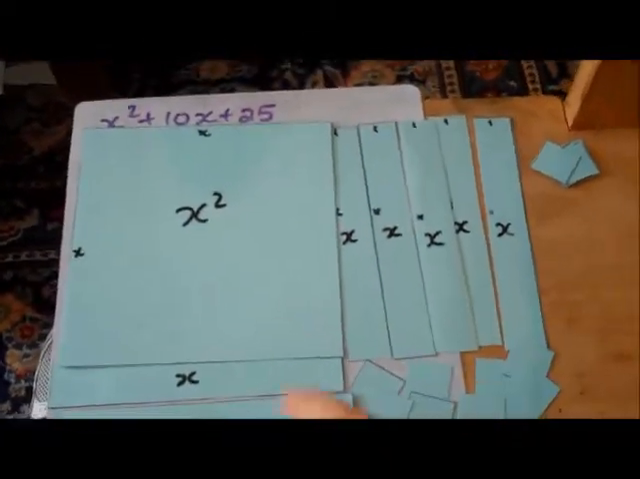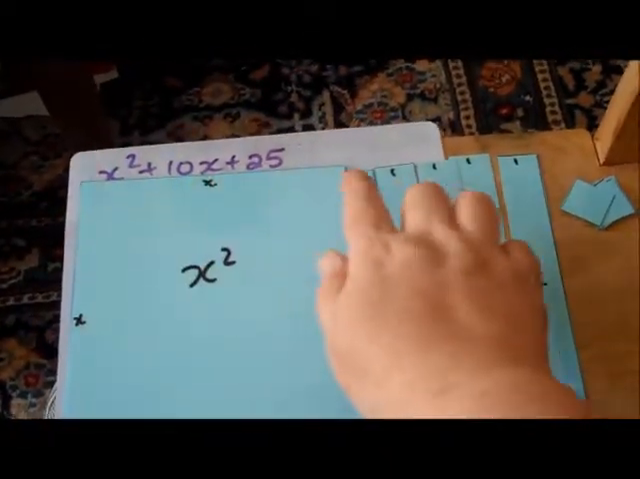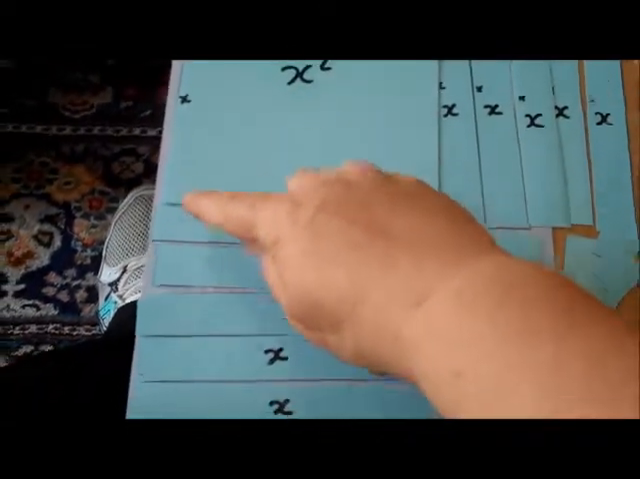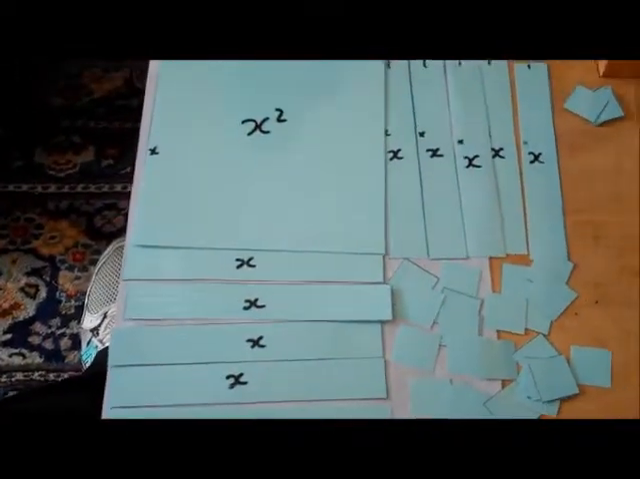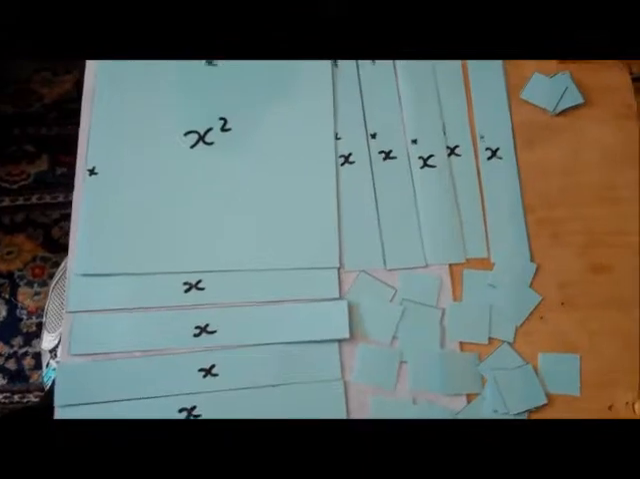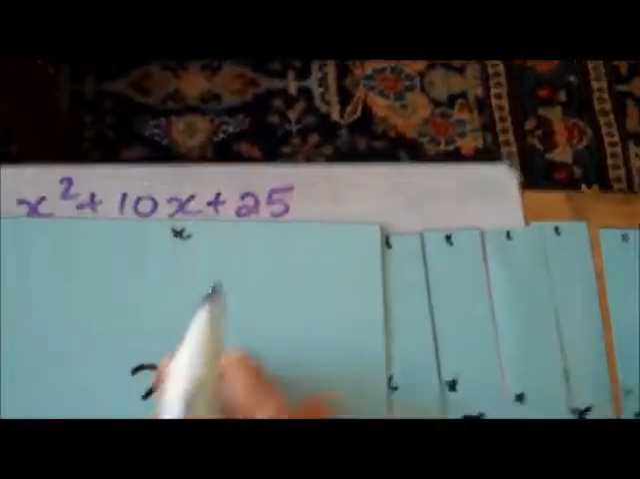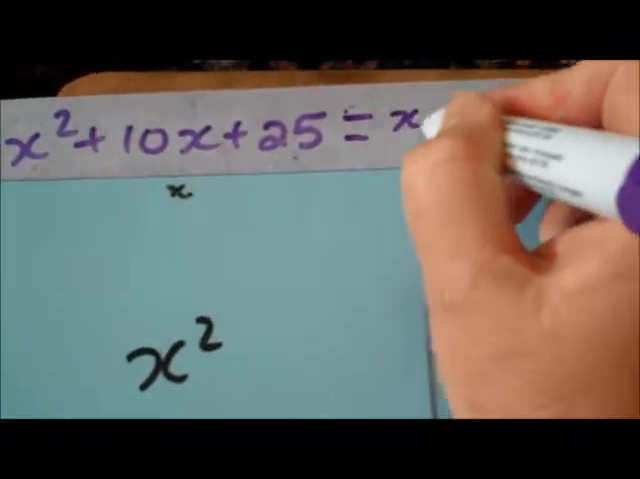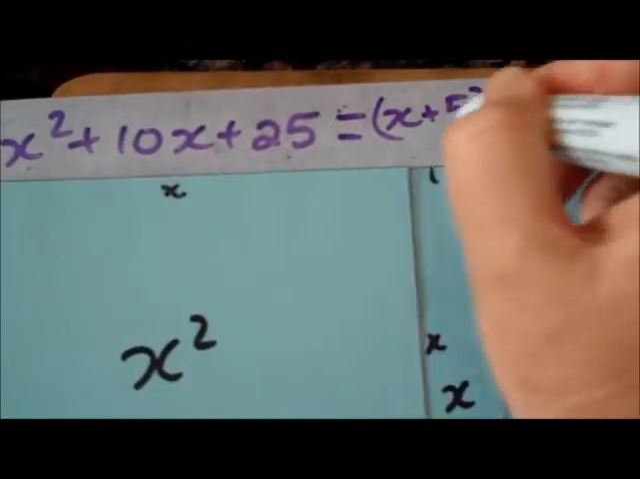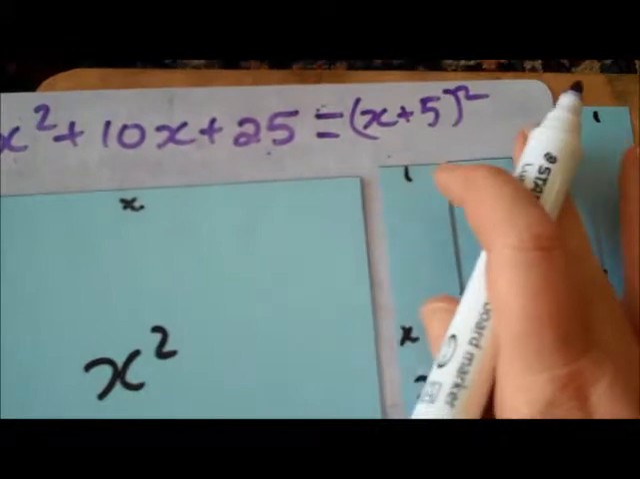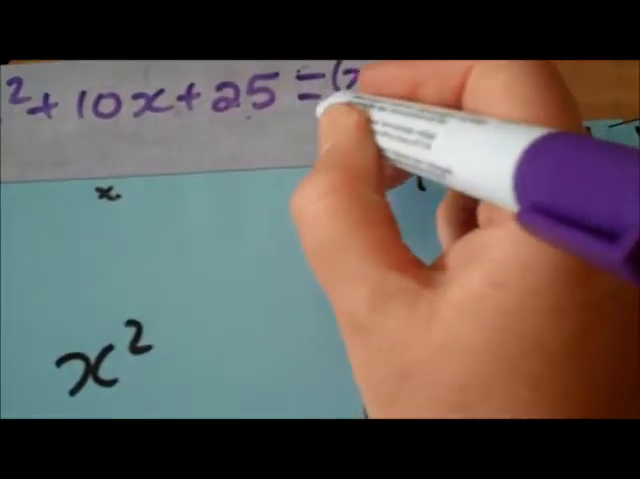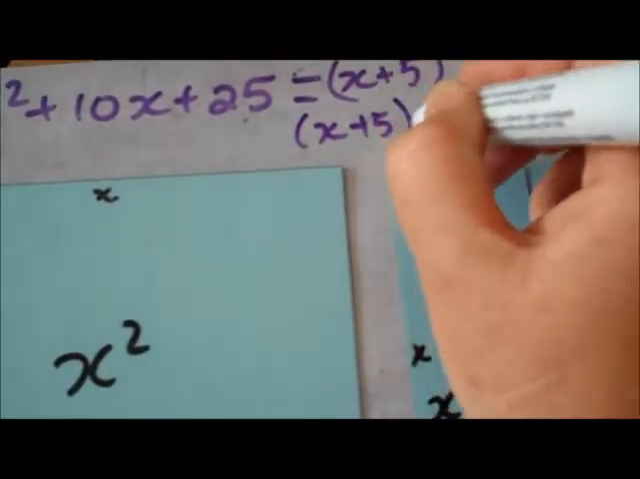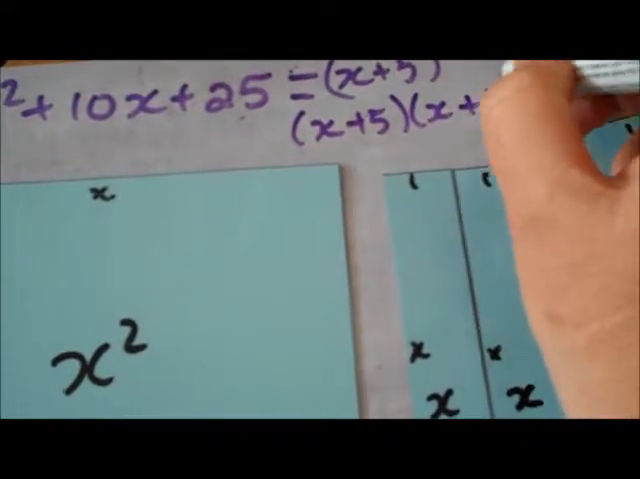So what I've actually got is x plus 5 times x plus 5. Both sides are equal, it's a square. So x squared plus 10x plus 25 is x plus 5 all squared, because its length and its width are x plus 5, x plus 5.